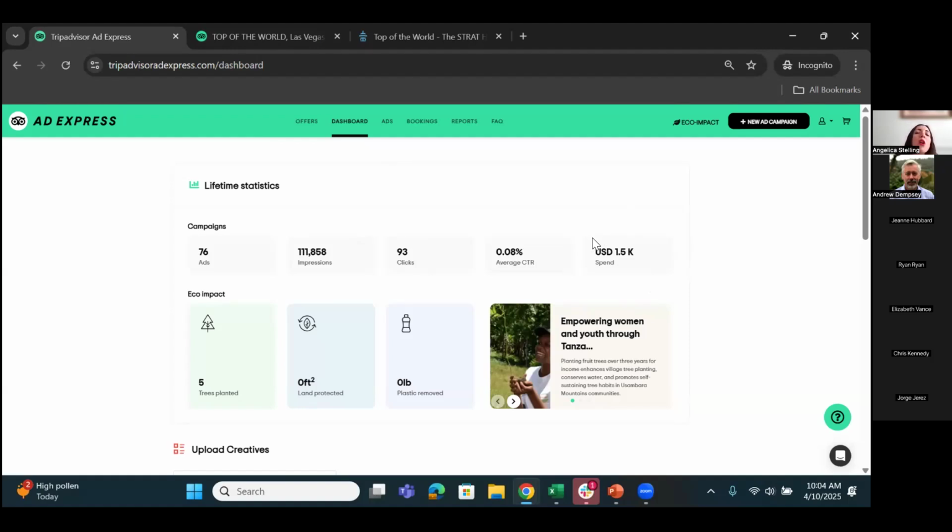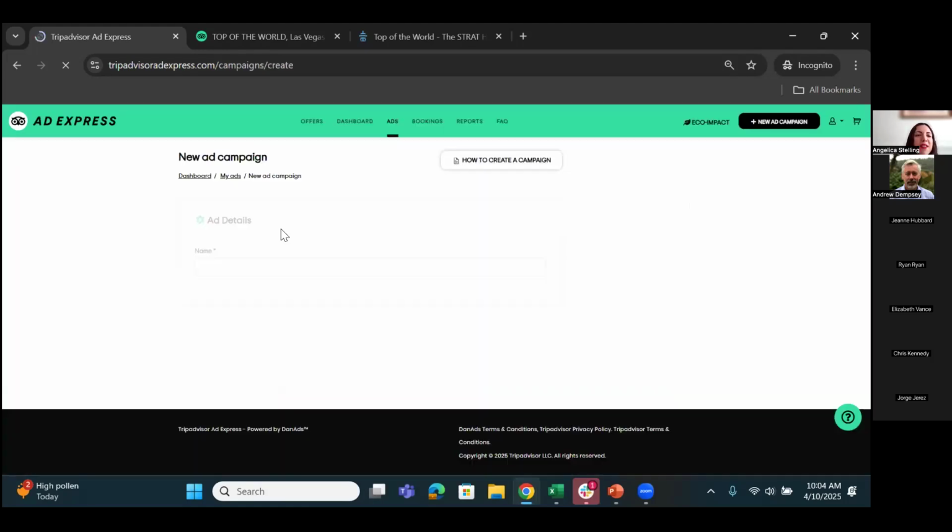No matter what you want to do within this platform, anytime you want to create an ad, video, anything of that nature, you have to click the new ad campaign right up here, and that's where the magic happens. Remember, this is Tripadvisor's version of a self-serve ad platform, Tripadvisor Ad Express.